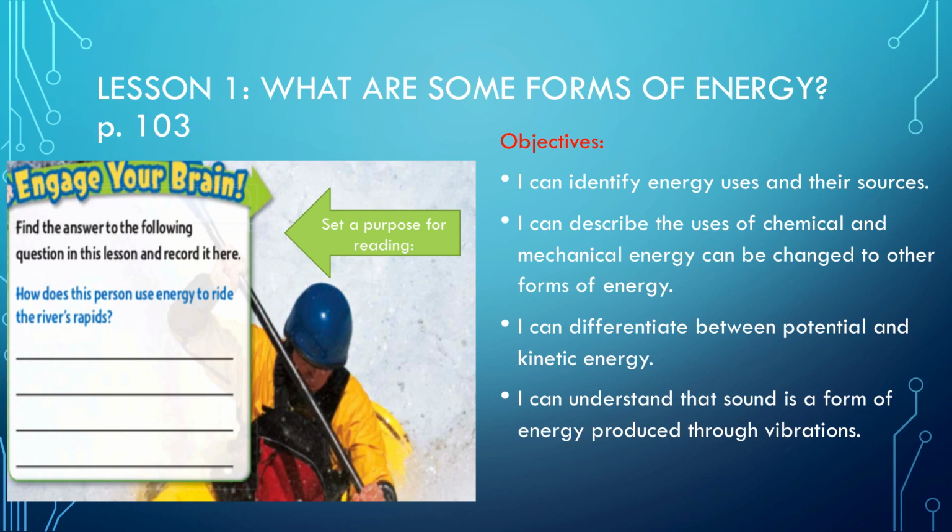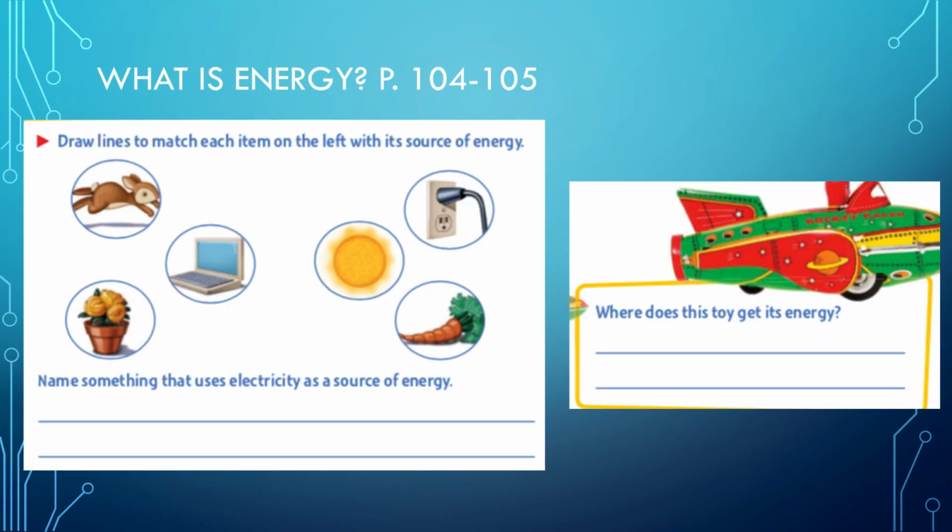Set a purpose for reading. Engage your brain. Find the answer to the following question in this lesson and record it here. As we read through Lesson 1, think about the question, how does this person use energy to ride the river's rapids? Read pages 104 and 105. What is energy?